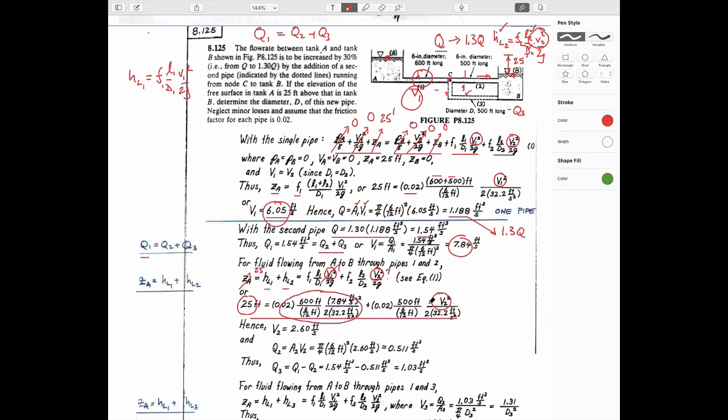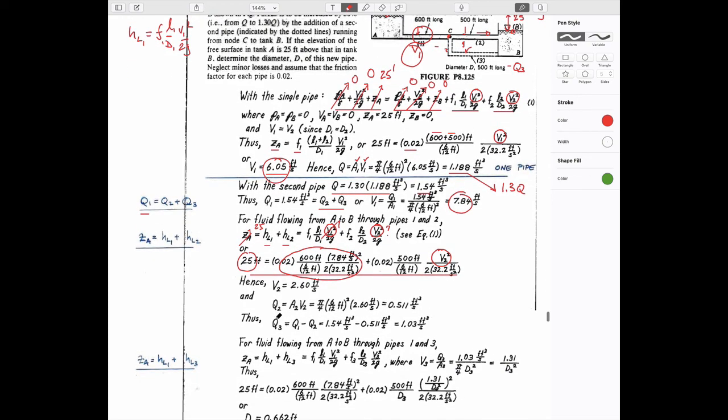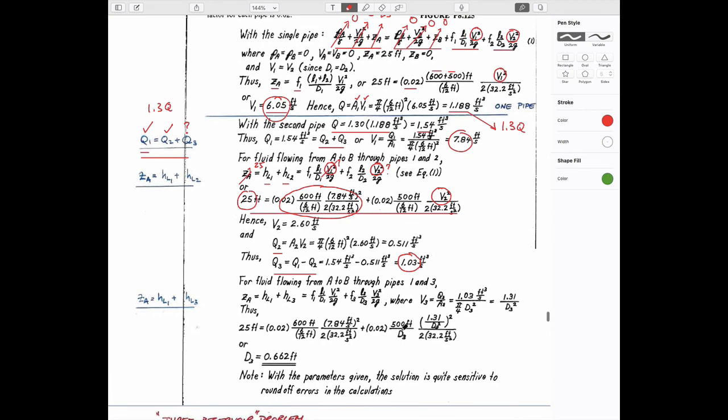If we multiply V2 by the cross-sectional area, we can get the flow rate that comes out of there. We know from continuity that this is prescribed: Q1 is 1.3 times our previous flow rate, and so we know this. We now know Q2, and so we need to know what Q3 is. We can write Q3 as being the difference between those, which ends up being 1.03 cubic feet per second.